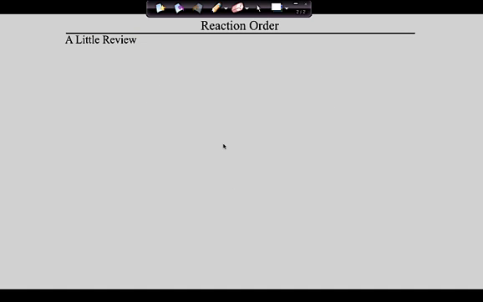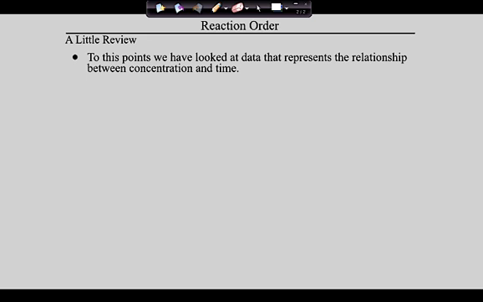Okay, so guys, let's go back and review. If you remember last time, we started looking at rate data, right? And when we looked at rate data, we understand that we can look at data that represents the relationship between concentration and time. And guys, let's talk about what we learned. Over time, what happens to the concentration of reactants?